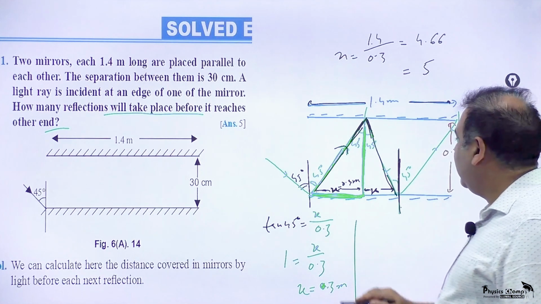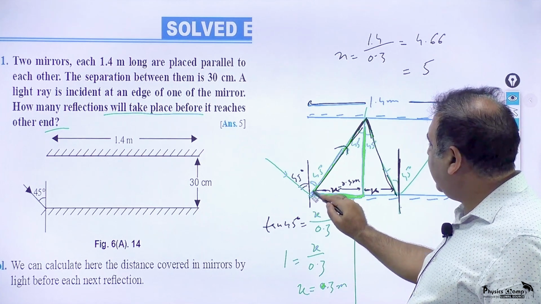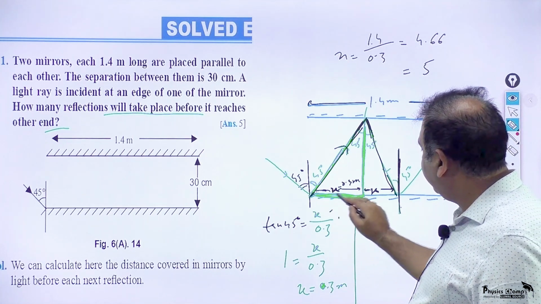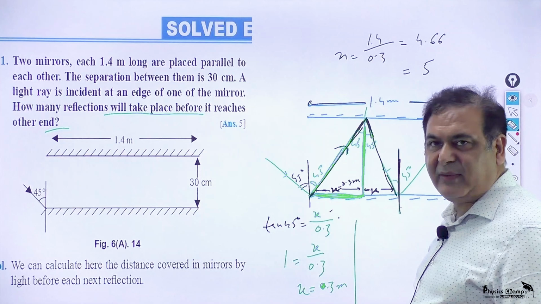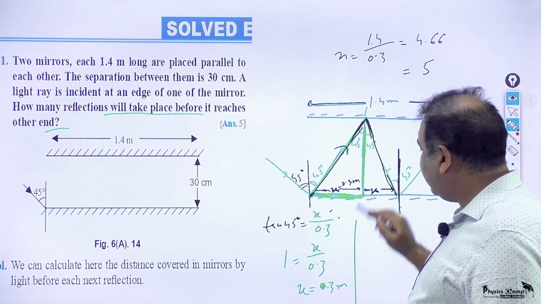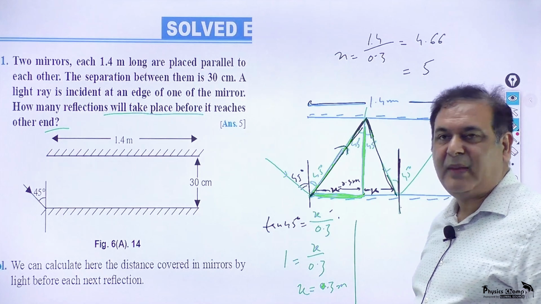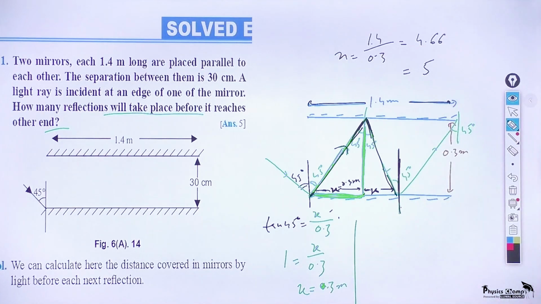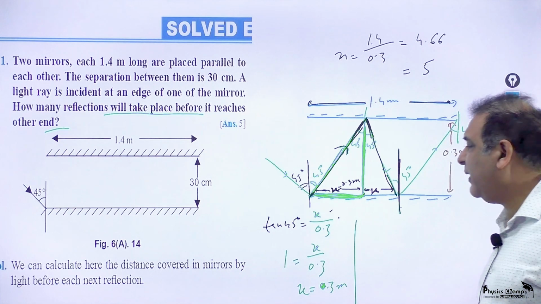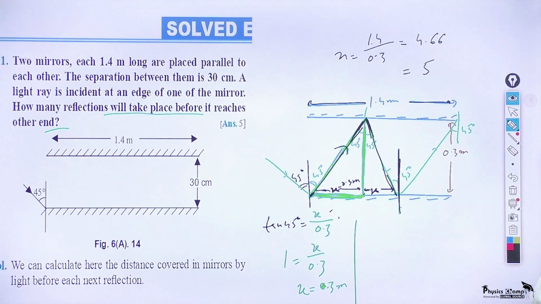If I start from here, I say this was the first reflection, and then if I say 1.5 reflections, I would have reached here. So once I say 4.66, it means the total number of reflections here will be 5. And that's how we can see in this diagram.